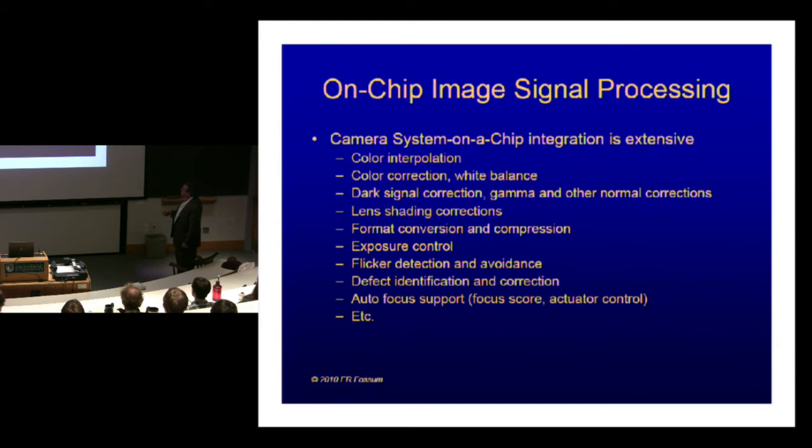All kinds of exposure control, flicker detection. Fluorescent lights tend to flicker. That's kind of bad if it gets caught in your picture. Autofocus support to actually drive an actuator to focus the image. These kind of things are usually in that initial image signal processing circuit.